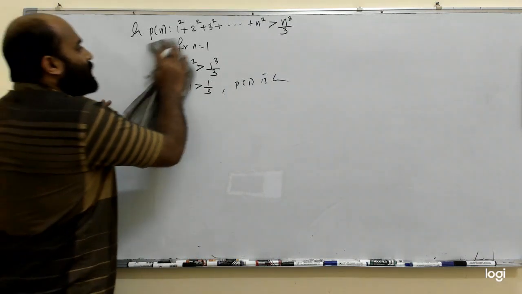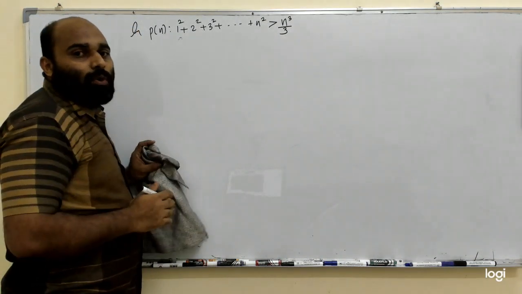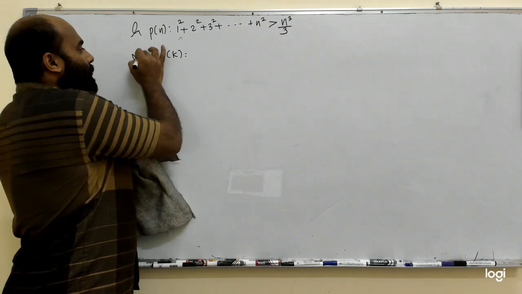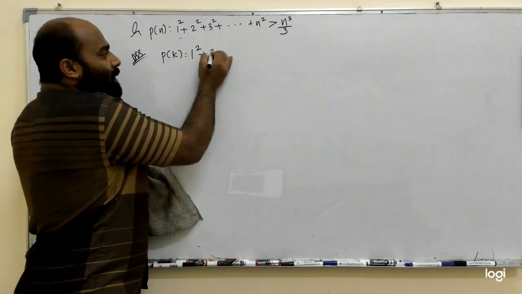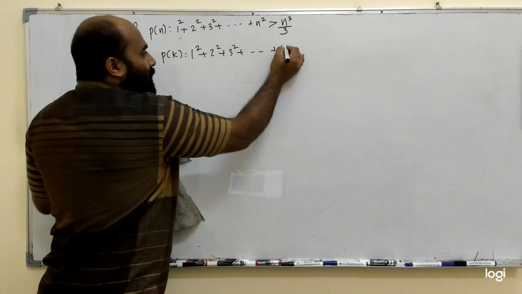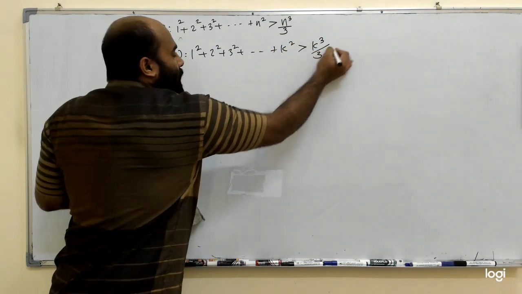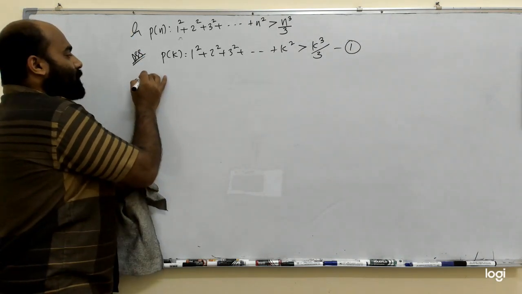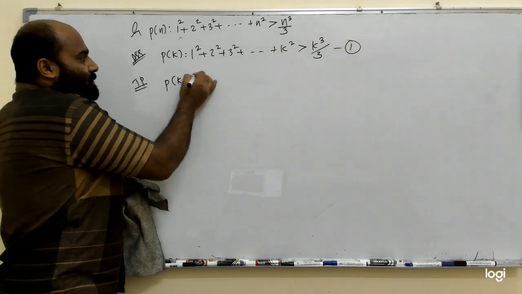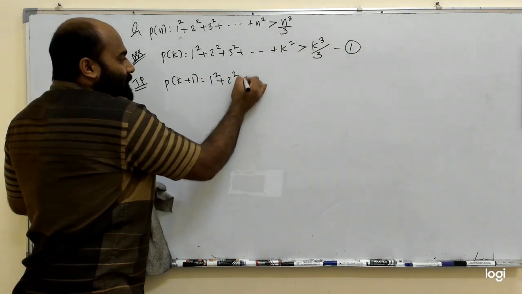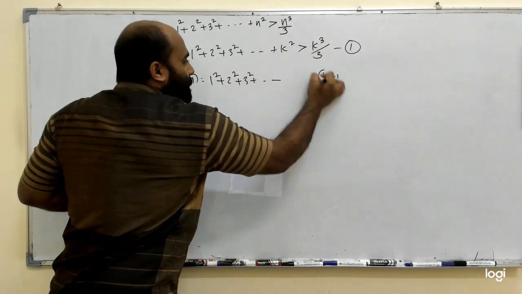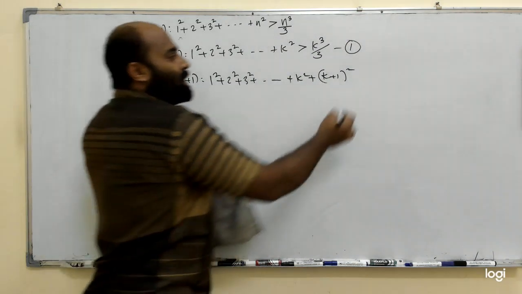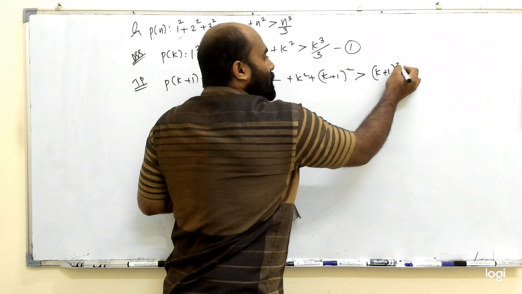Assume that P of k is true for some positive integer k. That will be 1 square plus 2 square plus 3 square plus etc. plus k square greater than k cube by 3. Equation number 1. Now we have to prove that P of k plus 1 is also true. P of k plus 1 will be 1 square plus 2 square plus 3 square plus etc. The last term will be (k plus 1) whole square, but we used to write the previous term also, k square, that is greater than (k plus 1) whole cube by 3.